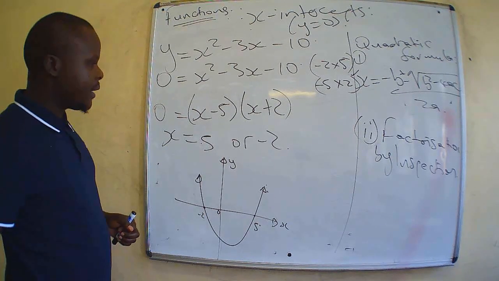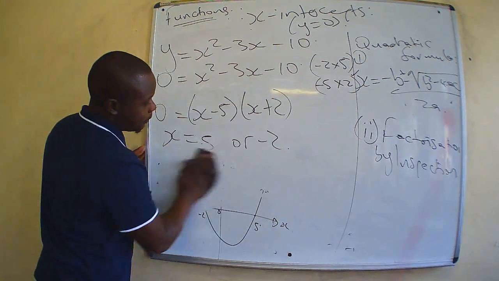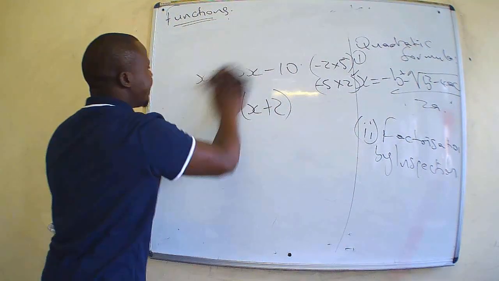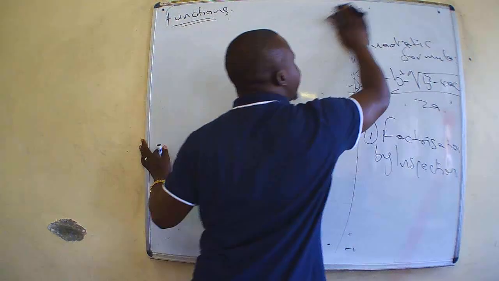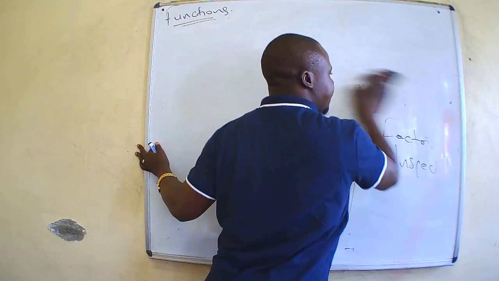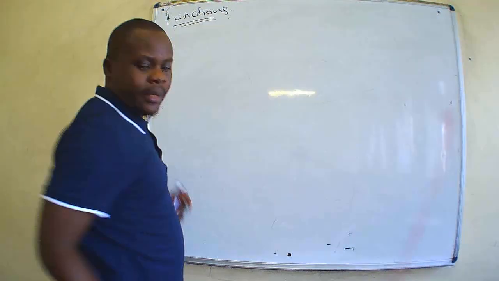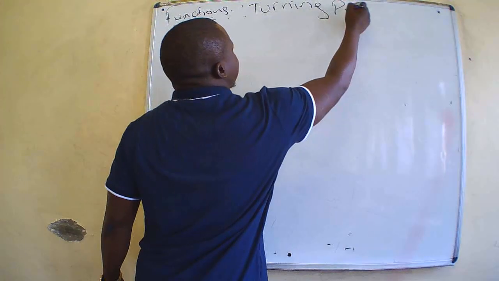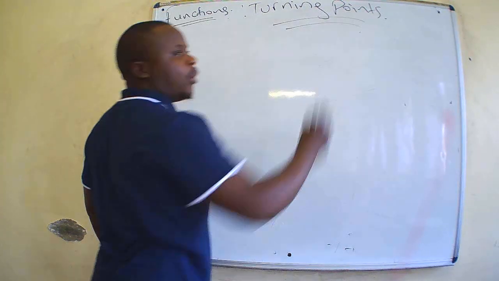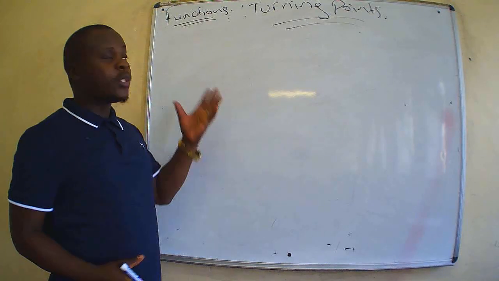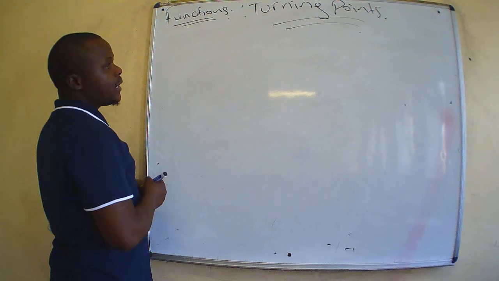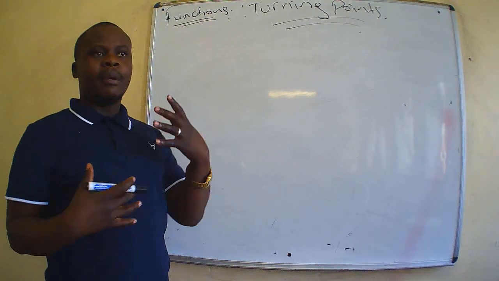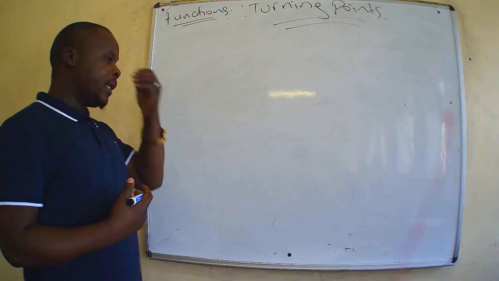So from x-intercepts, let's move on to the next property. The next property that I want us to look at is the property of the turning point. Let's see how we determine the turning points of a parabolic function. When it comes to turning points, let us understand some dynamics, because a turning point can be found in 2 or 3 different ways. But let's just take a look at this.